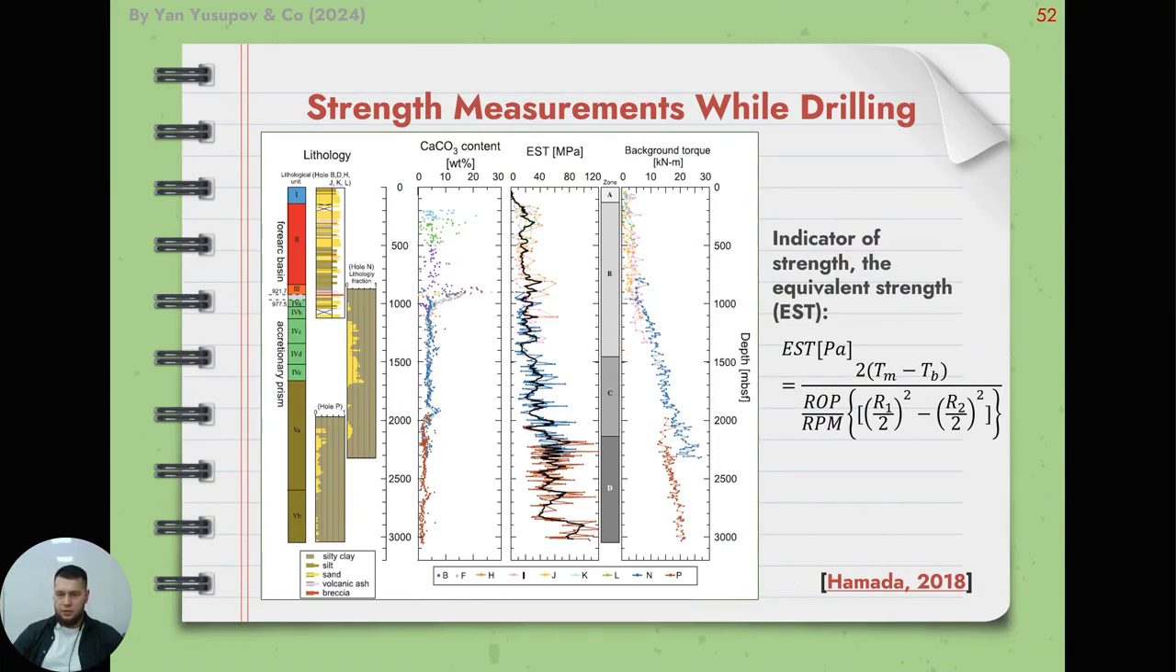One of the important methods for determining UCS is the EST indicator. It is measured during the drilling process and calculated from parameters such as string rotational torque, bit depth, and string rotational speed. The equation for calculation of the indicator of stress, EST, or equivalent strength, is on this slide.